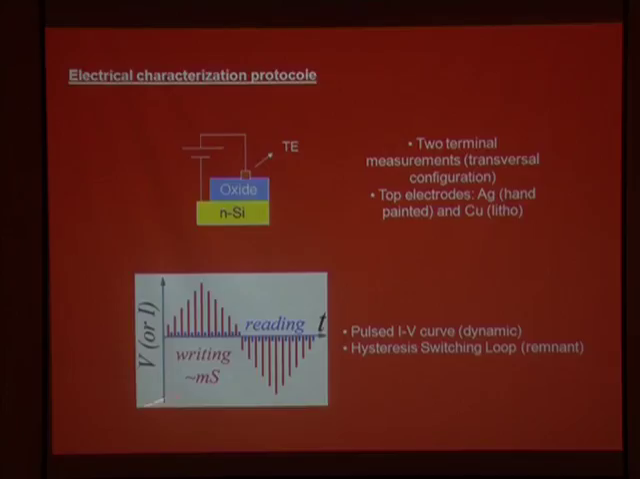The electrical protocol we use to characterize the film is depicted in this figure. We basically do a pulsed IV curve with pulses of increasing amplitude, and then we reduce it, and then we go to the opposite polarity and we complete the loop. And between two pulses, we apply a small reading voltage that allows us to determine, after each dynamic pulse, the remnant state. In this way, we obtain two different figures for each run: the pulsed IV curve, which is the dynamic measurement, and the so-called hysteresis switching loop, which is a remnant measurement.